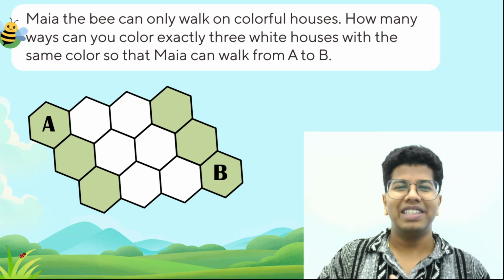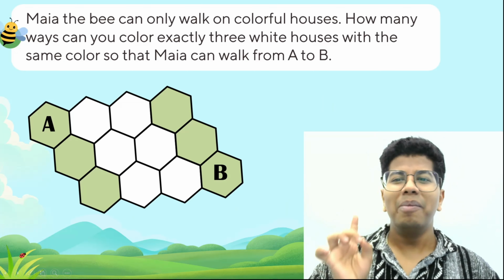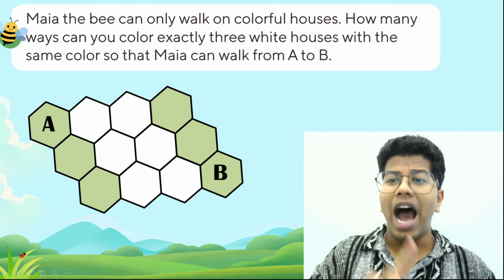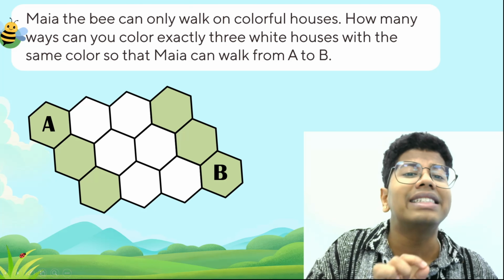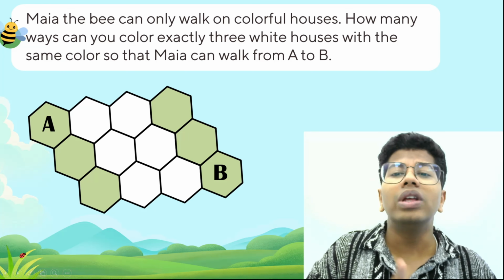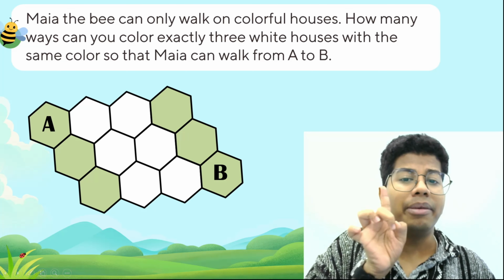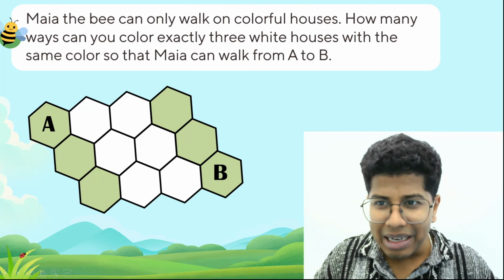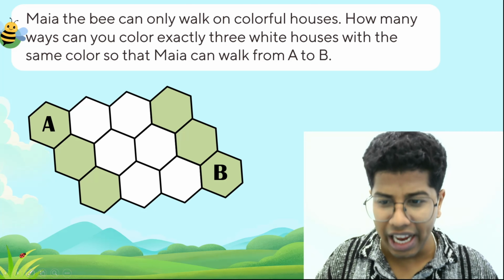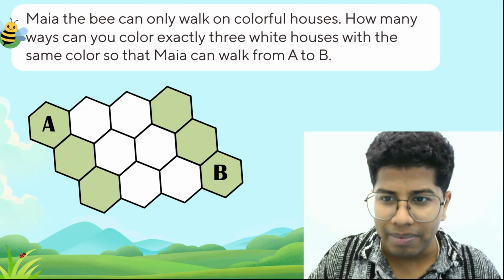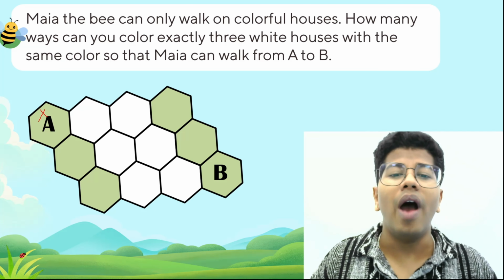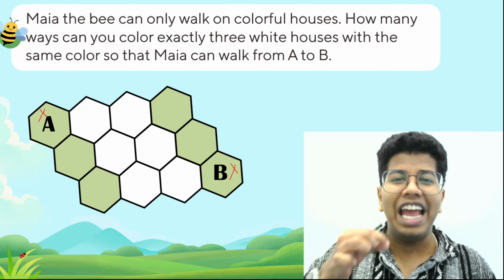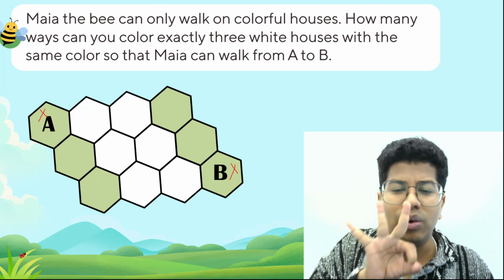Let's have a look. So here the question says, Mia, the bee can only walk on colorful houses. How many ways can you color exactly 3 white houses with the same color so that Mia can walk from A to B? So here there's a cute little bee who is standing at position A. The position is this one. And now the bee has to go to position B at this part. Now the question is asking, we have to color 3 white houses.